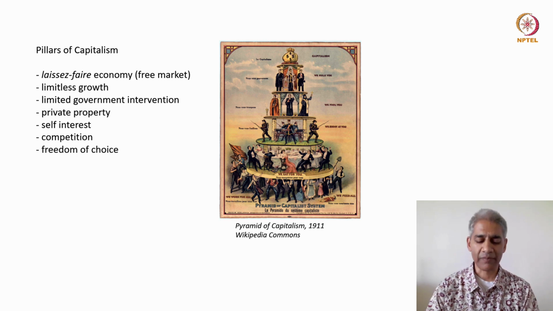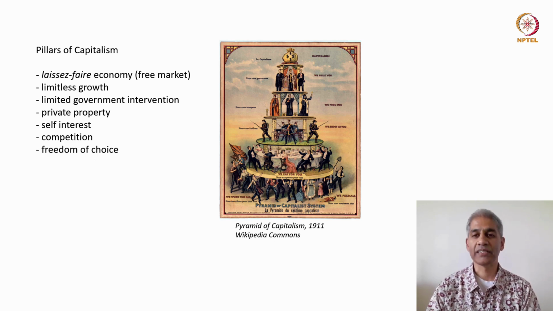Now, given the establishment of this worldwide system of organizing resources and labor, we need to look at some of the essential features of capitalism. And these are given below, and I'm sure you will recognize most of these words because they are part of our common parlance. A laissez-faire economy, or what is known as the free market, limitless growth, private property, competition, freedom of choice. And the associated figure shows the results of such a system in the generation of hierarchy and exploitation, which has been one of the features of capitalism.